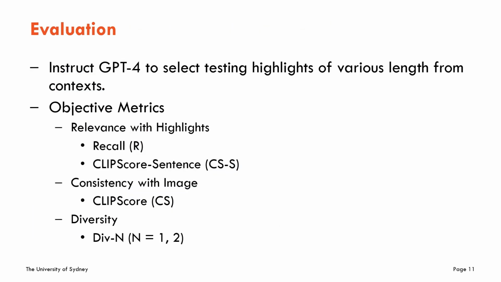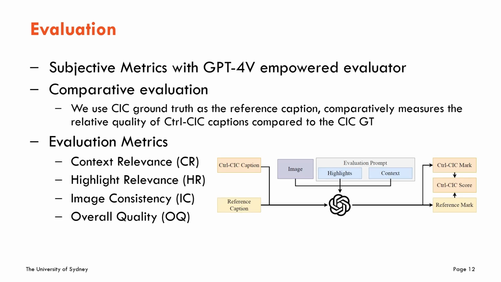For evaluation, we need actual highlights realistic enough to evaluate the performance of the model, so we instruct GPT-4 to select highlight candidates and combine them to construct the Ctrl-CIC testing set. To evaluate the quality of generated Ctrl-CIC captions, we adopt and design reference-free objective metrics for evaluation from different perspectives. Moreover, we design a GPT-4V empowered evaluator that assesses the quality of generated Ctrl-CIC captions relative to traditional CIC captions by calculating the final score through division.